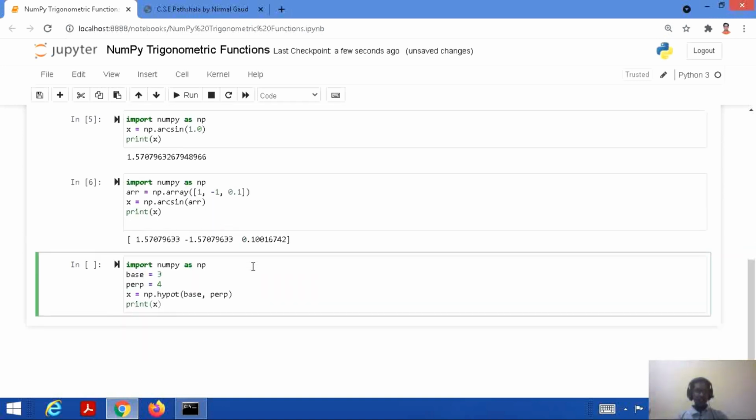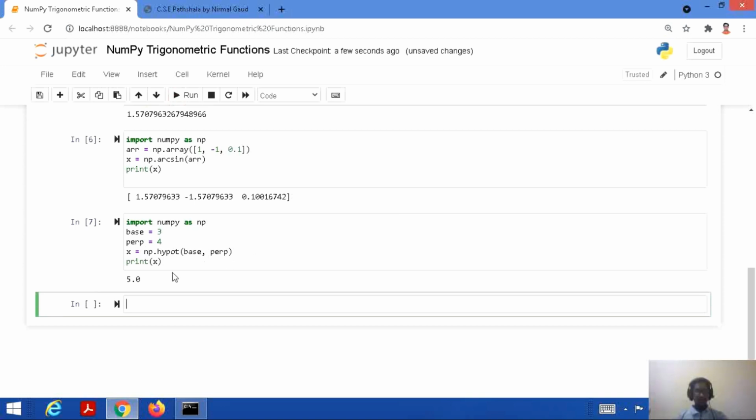Import NumPy as np, base equal to 3, perpendicular equal to 4. Okay, and then we are applying the method, that is x equal to np.hypot, base and perpendicular we are giving here as arguments. So it's a predefined method and the result will be calculated by it, and we are printing the value of x. So let's save this code and run this code. So here it is. Okay, 5 is the hypotenuse.